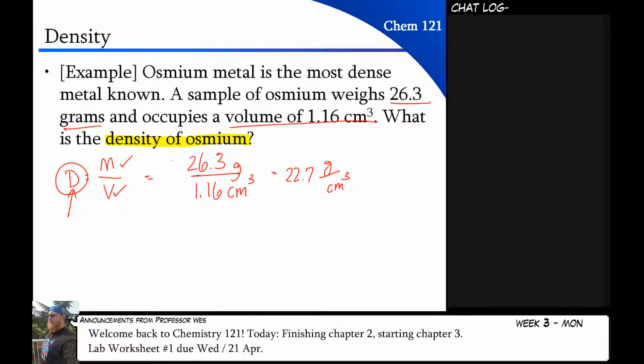And then finally, I do my check for sig figs. This number is 3 sig figs. This number is 3 sig figs. So my answer will also have 3 sig figs, and so we're good here.